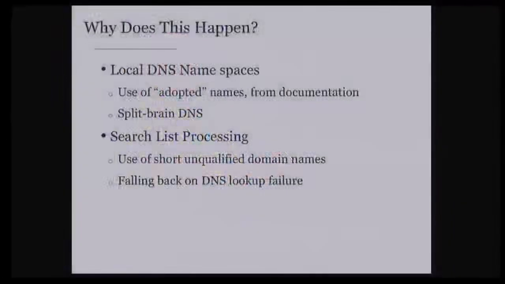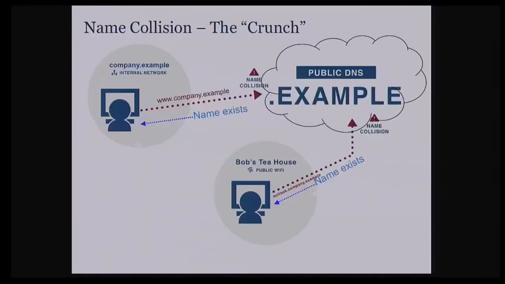Search lists have been around for a long time, and they're inconsistent. You put in a partial name, the rest of the name gets filled in automatically, and you ask for that name out there. These two cause names to go out to the DNS sometimes that you don't really want out there, and we have the potential for collisions. Now, all of that is happening, and if it goes along without anything really getting noticed, it's fine.